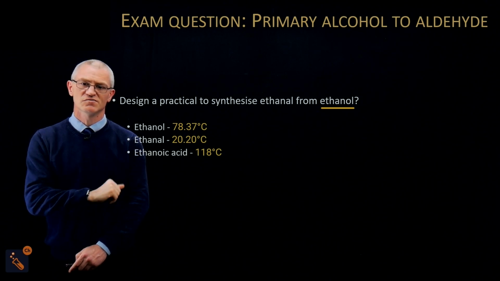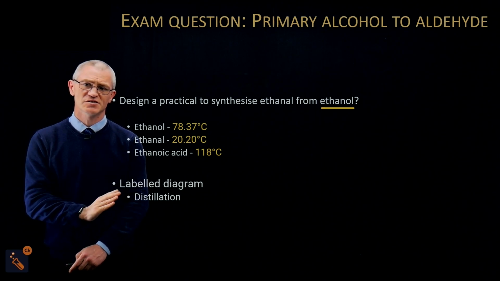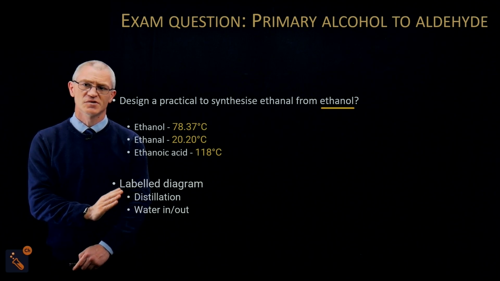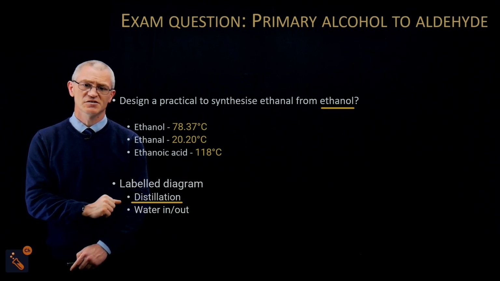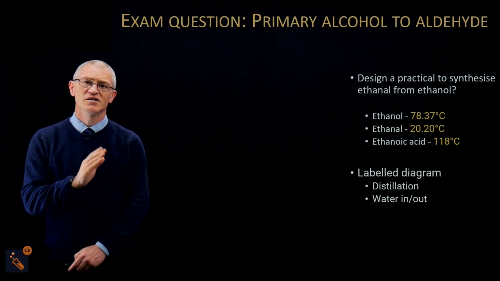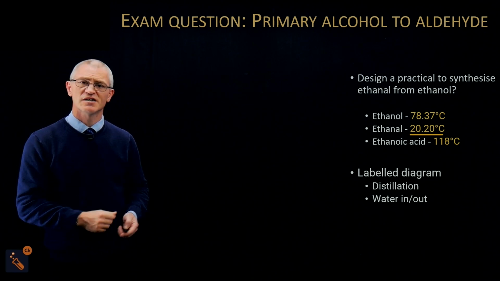So that's really important. We're doing an aldehyde, so therefore we have to do distillation, and we have to show the water in and out on that distillation. Now let's draw the distillation. Let's move this over to the side. And then from there, let's remind ourselves the lowest boiling point is ethanal, which is why we're doing that distillation.